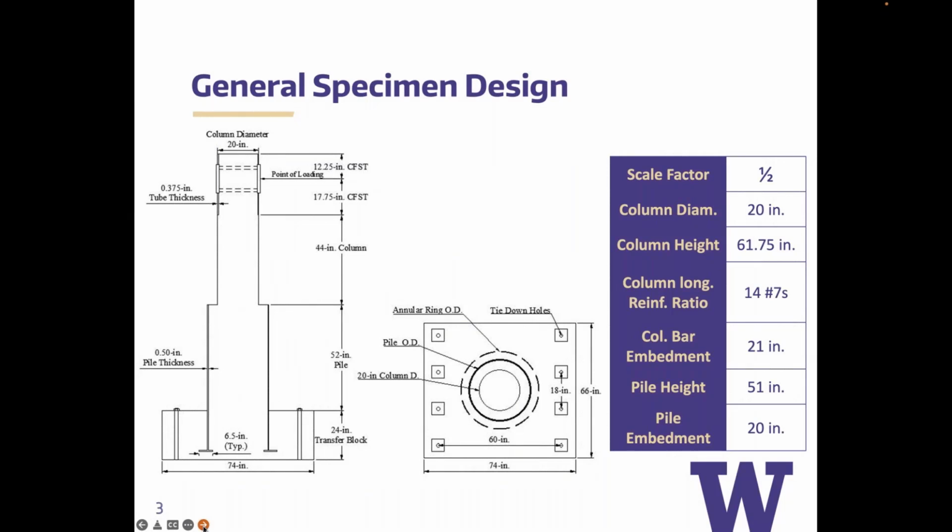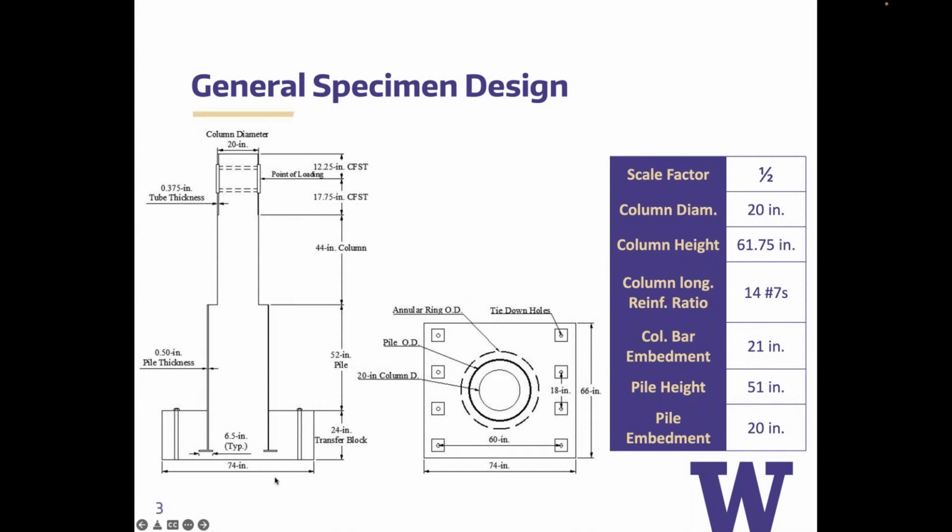This is our general specimen design. It's about half scale, more or less. The column diameter is 20 inches, and the pile diameter is either 30 inches or 48 inches, as I just showed. In all cases, we embedded the reinforcement to the AASHTO embedment depth, and we were using number 7 bars for the column longitudinal reinforcement.